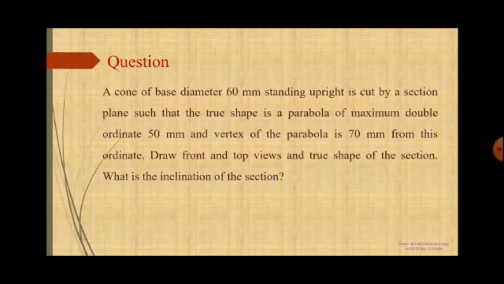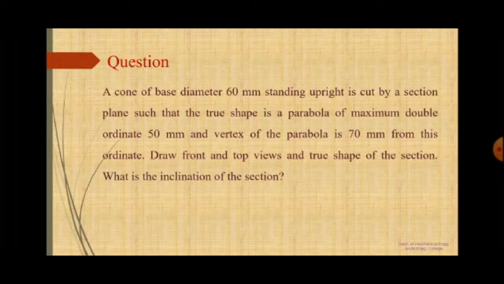Here is the question. A cone of base diameter 60 mm standing upright is cut by a section plane such that the true shape is a parabola of maximum double ordinate 50 mm and vertex of the parabola is 70 mm from this ordinate. Draw the front and top views and true shape of the section. What is the inclination of the section?